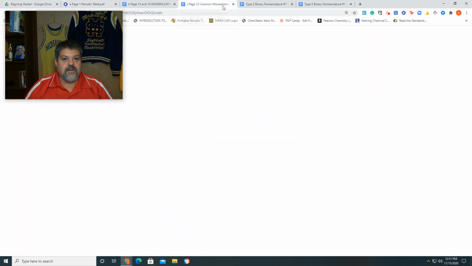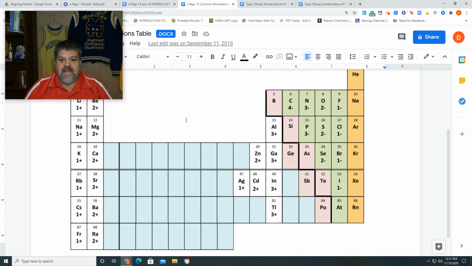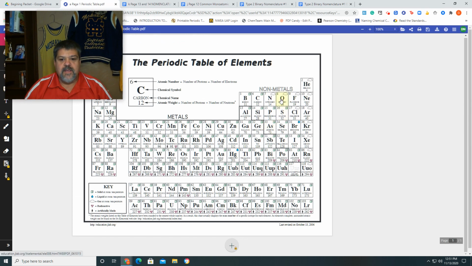If we go to page 13 in our packet, we see that sulfur is right here. It's a negative 2. Now again, if I went back to my periodic table, this is column 6A. So it has 6 valence electrons. It needs to get over to 8. So it's going to take 2 electrons to become a negative 2.